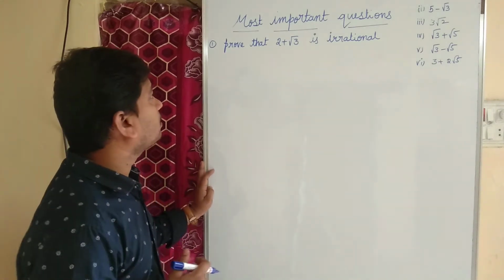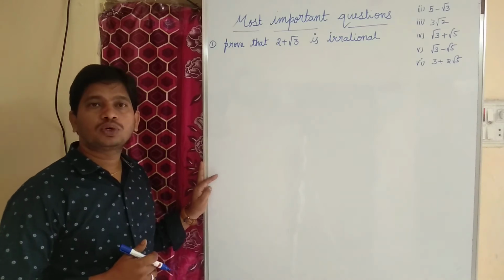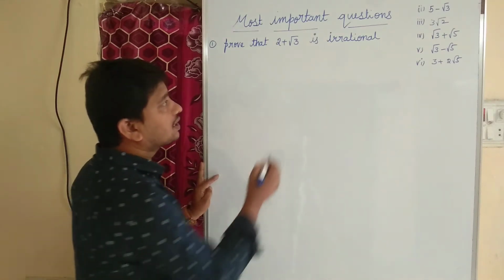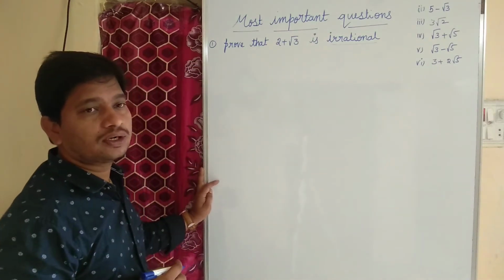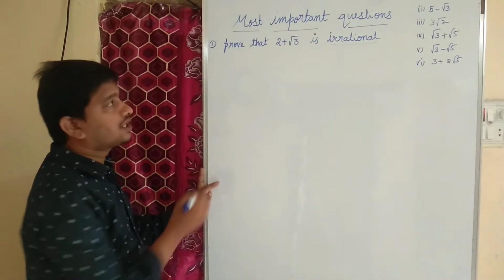So the first problem is: prove that 2 plus root 3 is irrational. We need to prove that 2 plus root 3 is irrational, right?